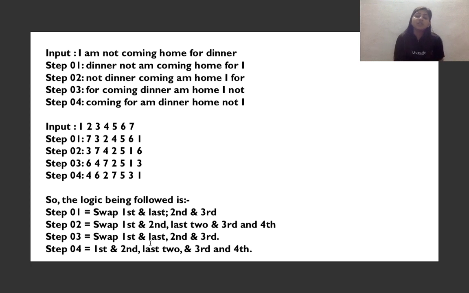So step 5 is going to be exchange first and last. So I will come first and coming will go to the end, and for and am will also be exchanged. So it will become I am for dinner home not coming. Okay, I am for dinner home not coming.